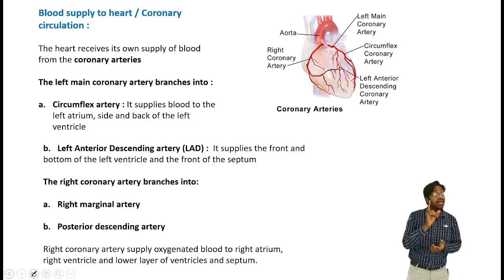This coronary artery supplies oxygenated blood to the heart, and it is mainly divided into two types, that is, the left and right coronary arteries. And when the heart's myocardial cells take oxygen, they remove carbon dioxide, which is collected in the coronary veins. It is also divided into two types, left and right. You can see the details of the coronary arteries as well as the coronary veins.